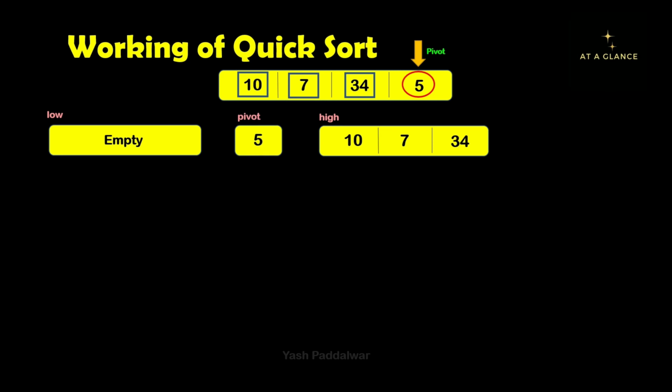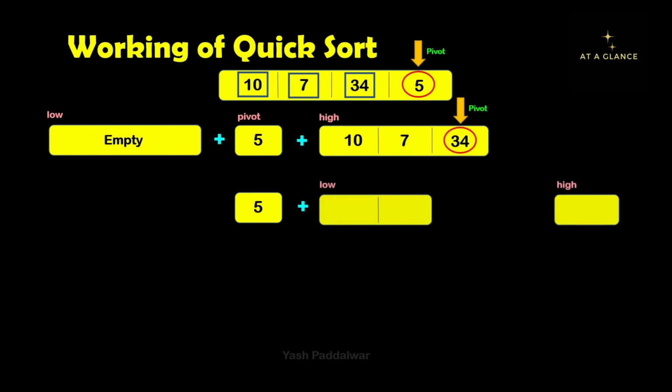Next step is to join the array named low with the pivot element in the center, followed by the array named high. Now once you do this, again repeat the process. This process will only work for an array whose length is greater than 1. So 5 will be kept as it is, and now we will work on the array named high.